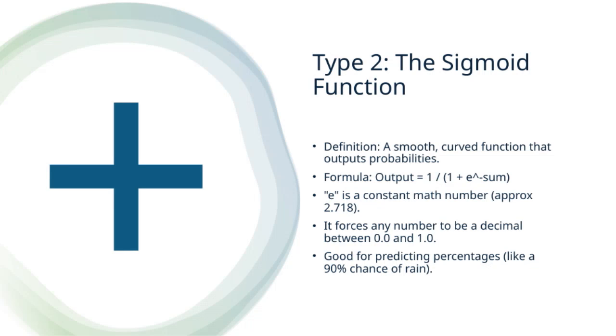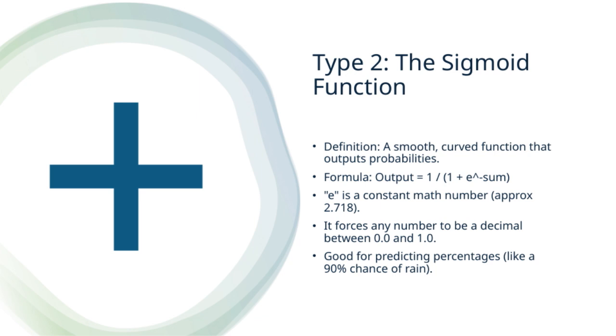All right, let's talk about the sigmoid function. So, a sigmoid is a smooth, curved function that outputs probabilities, which makes it really useful for classification tasks. The key idea here is that it transforms any input into a value between 0 and 1, perfect for representing likelihoods or percentages.